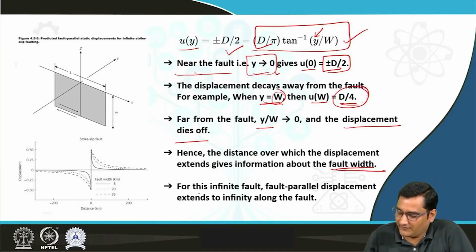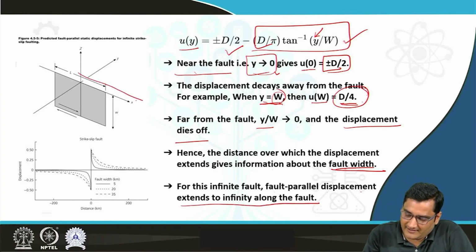For this infinite fault, since the fault is extending in depth to infinite length, we are considering that it is an infinite fault. The fault parallel displacement extends to infinity along the fault. So you can see the fault is extending up to infinity in this direction, or maybe in this direction, in both directions.